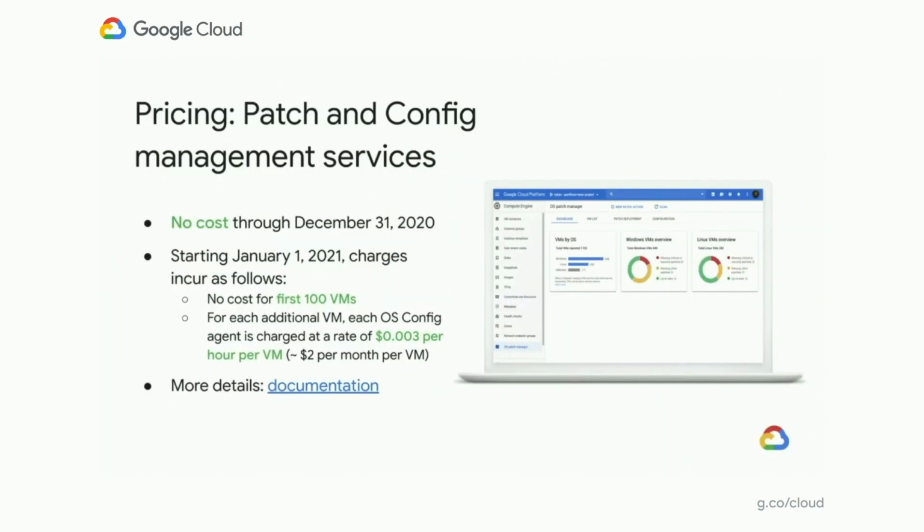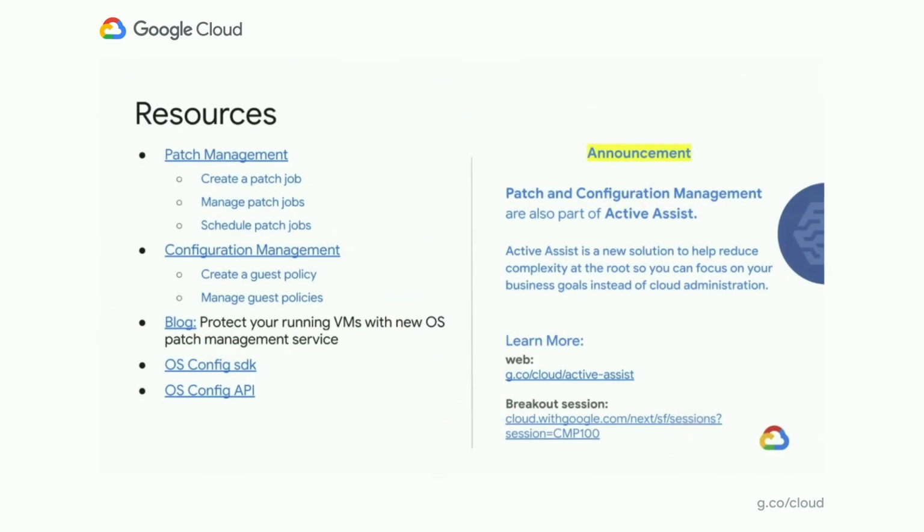And after that, there will be a free tier for the first 100 VMs, and for any additional VMs, it will cost around $2 per month per virtual machine. So for details, please check out the documentation. And I've included some useful links here, so please check that out to learn more about the patch management and configuration management services. So both services are part of the Active Assist solution.